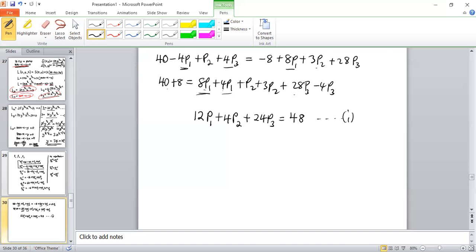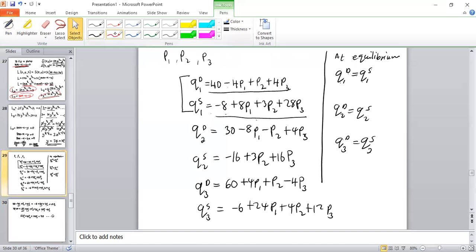Then you go to the next one here. The next one, they said Q2D is equal to Q2S. So you're equating these two. So you're going to tell me this is equal to that.